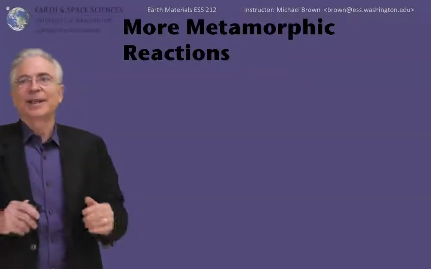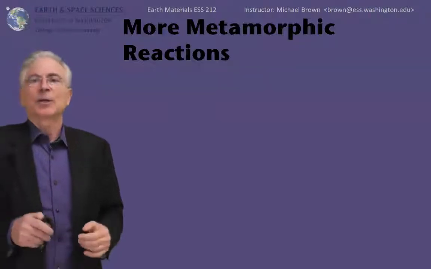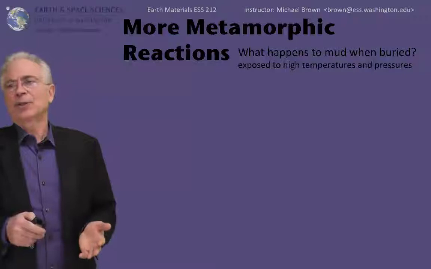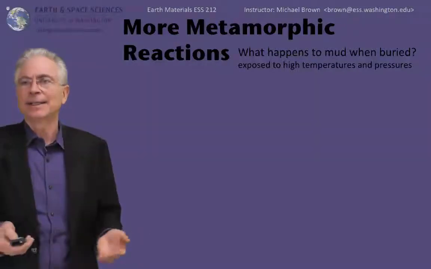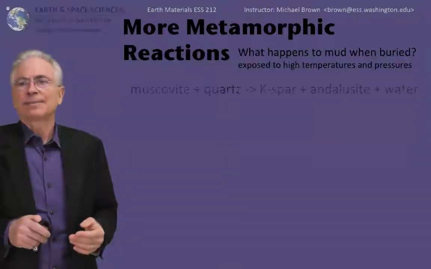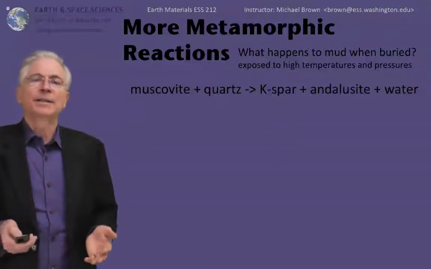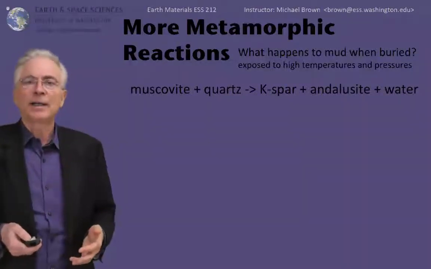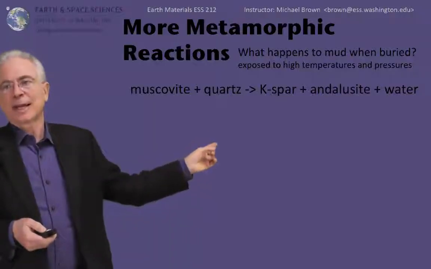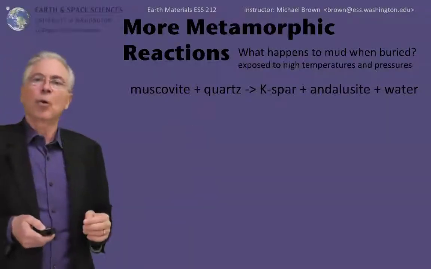Time to move on to yet another metamorphic reaction, and we'll increase the number of chemical components. And so this is a question of what happens to a mud when it's buried and heated. This is a typical metamorphic process, and a typical set of minerals that you would find in a mud that eventually became a rock are the collection of phases: muscovite, quartz, potassium feldspar, an aluminosilicate like andalusite, and water.